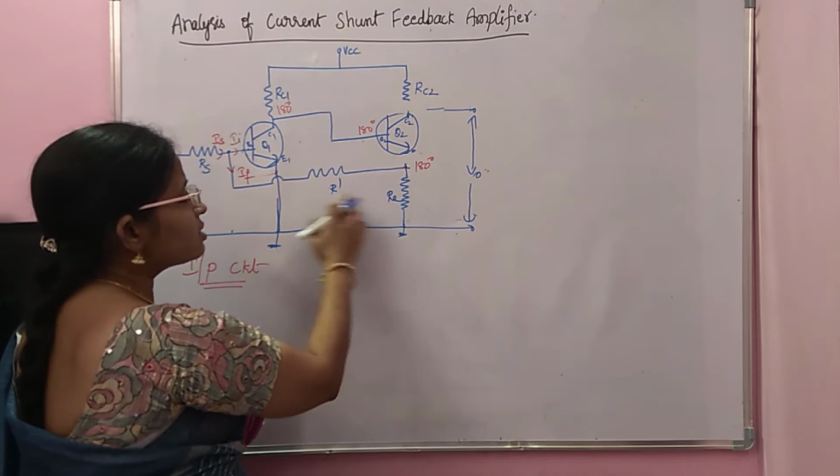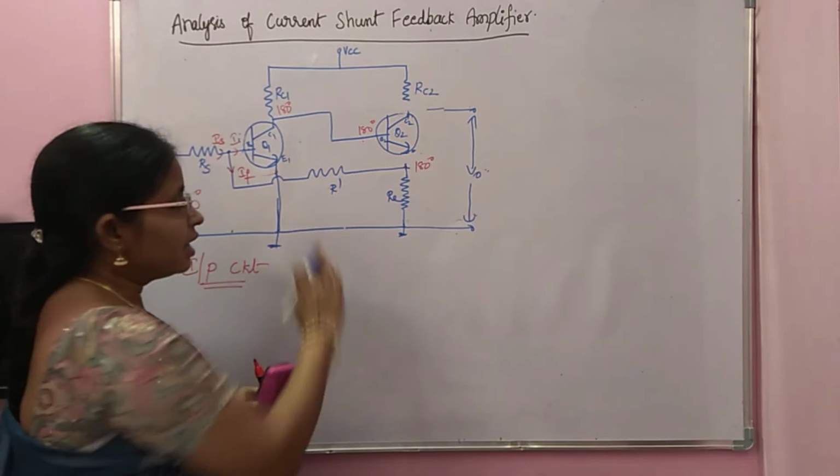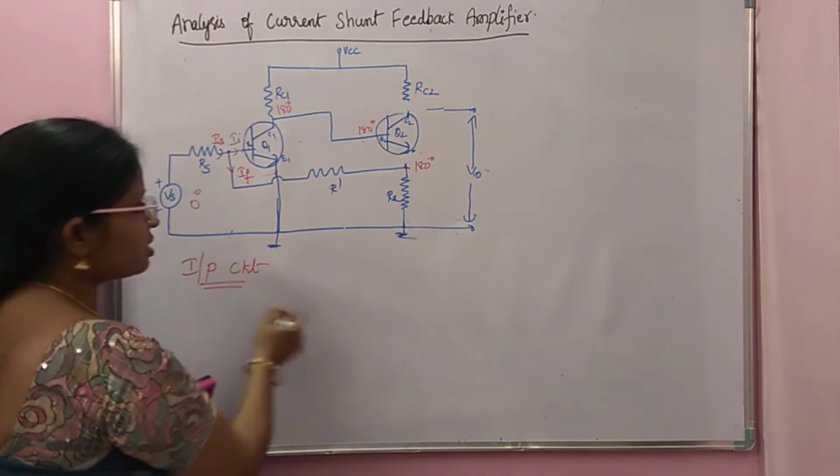So now RS seems to be in series with R dash, and the other end of R dash is at the base. Their series combination is grounded. Okay, then how do we draw the input circuit?